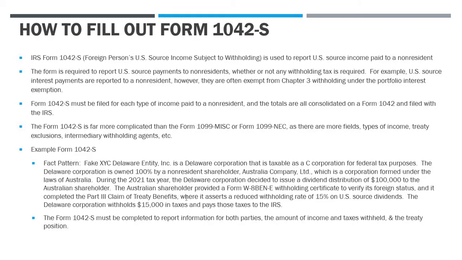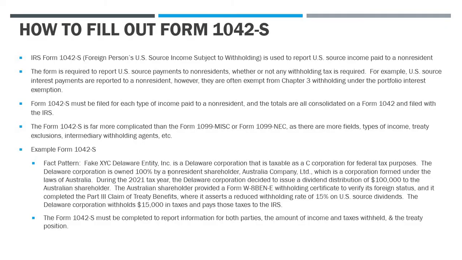And in the treaty benefits, it asserts that it's entitled to a reduced withholding rate of 15% on U.S. source dividends. Okay, now that's important because the standard Chapter 3 rate for U.S. source dividends paid to non-residents is 30%. But if the non-resident shareholder is based in a treaty country, so this is a tax treaty signed between the U.S. and that foreign country, you might be eligible to get a reduced withholding rate. And so that's the position they've taken.